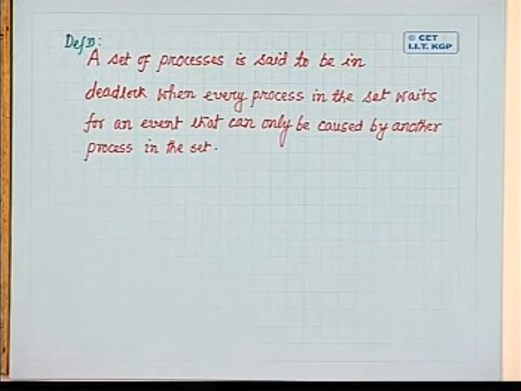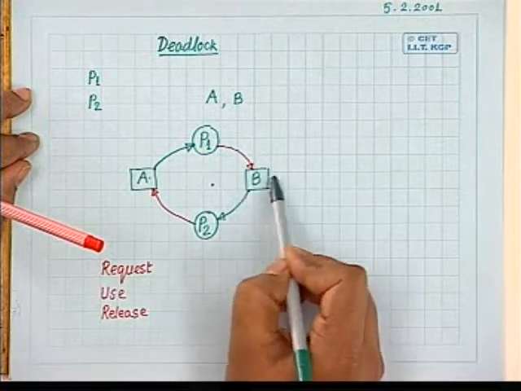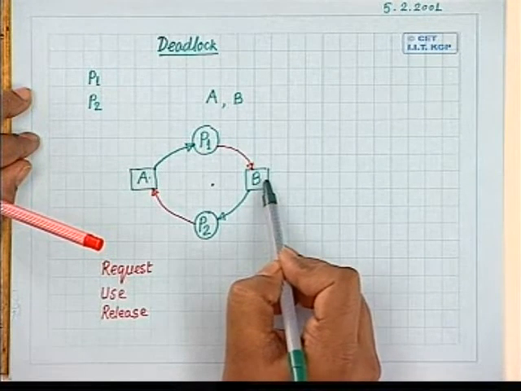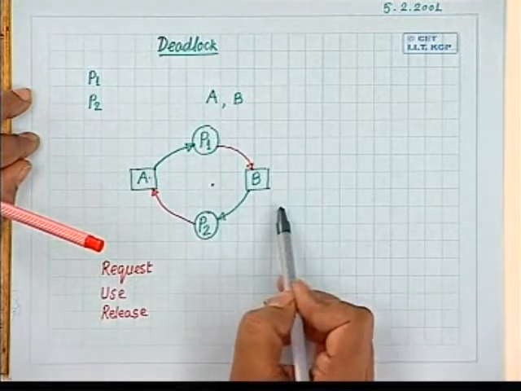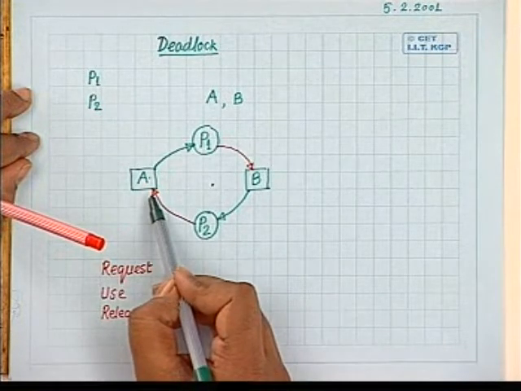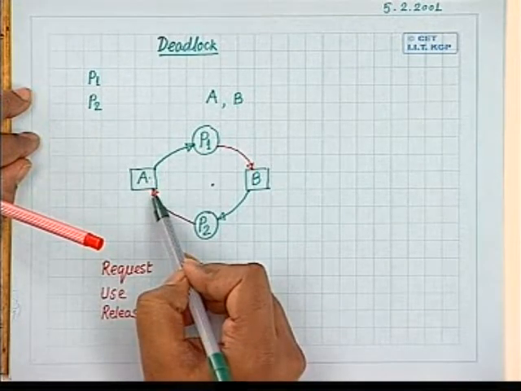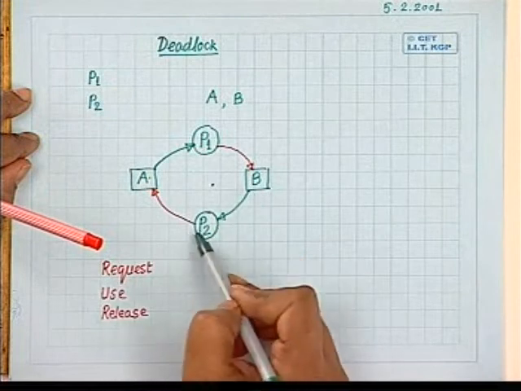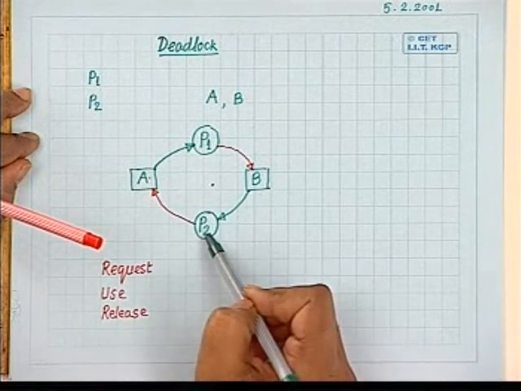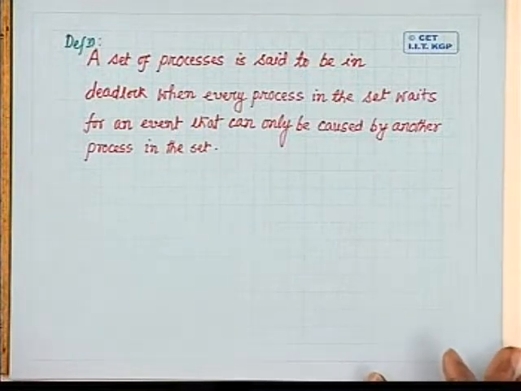So in this case, what is the event? P1 is waiting for an event. The event is B to be released, and this B can be released only by P2. P1 cannot release B. Similarly, P2 is waiting for an event. The event is A to be released, and this A can only be released by P1. P2 cannot release it. So every process is waiting for an event which can only be caused by another process in the set, not by the same process. And that is the formal definition of deadlock.